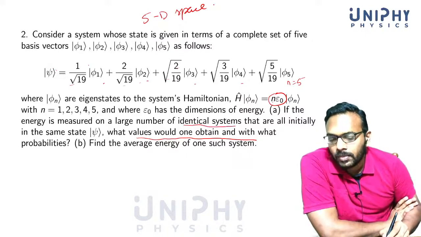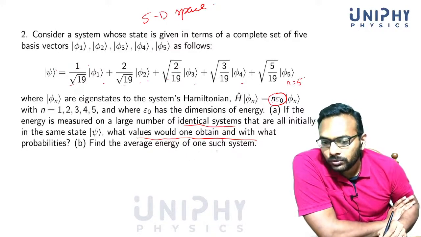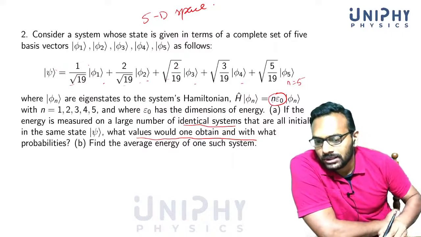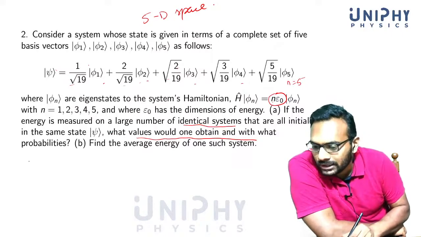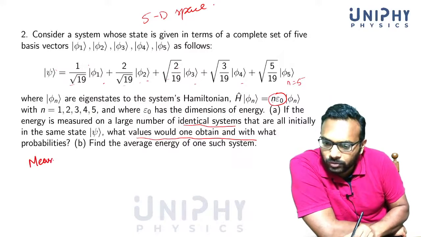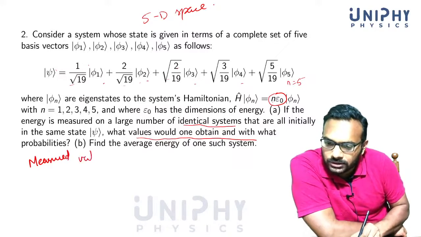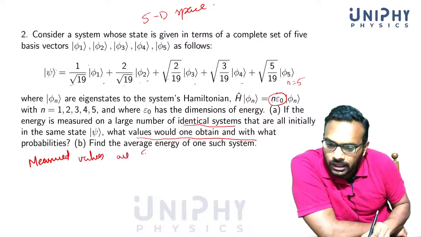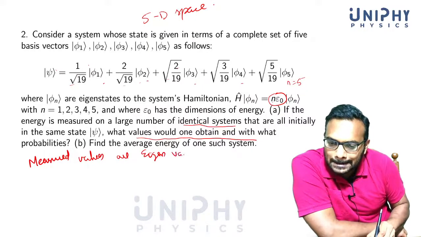What values would one obtain and with what probabilities? What are the values that one would obtain? We know that the values that we obtain in a measurement are eigenvalues.